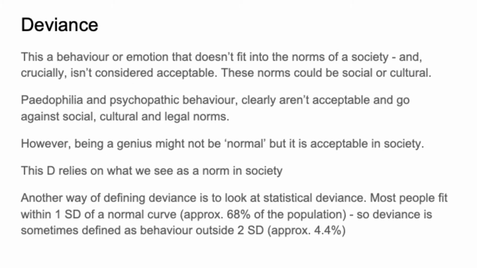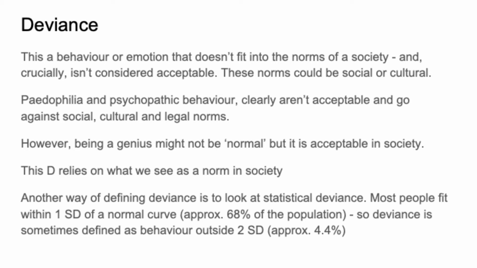So let's start with deviance. This is a behaviour or emotion that doesn't fit into the norms of a society and crucially isn't considered acceptable in that society. These norms could be social, they could be cultural, they could be a bit of both. So behaviours like paedophilia and psychopathic behaviour clearly aren't acceptable, and they go against social, cultural and legal norms as well. However, being a genius might not be normal, but it is acceptable in society. So in other words, this particular diagnosis relies on what we see as being a norm in society.